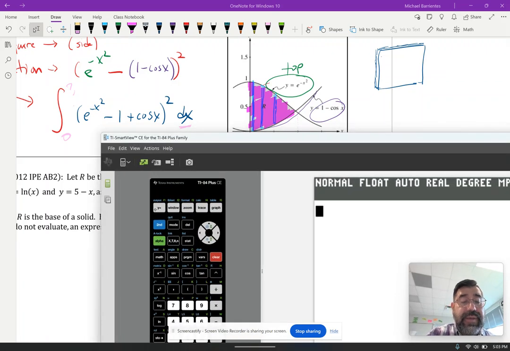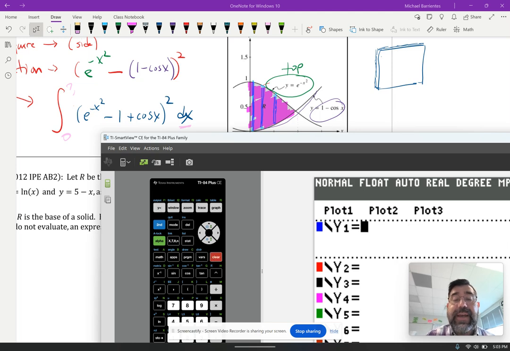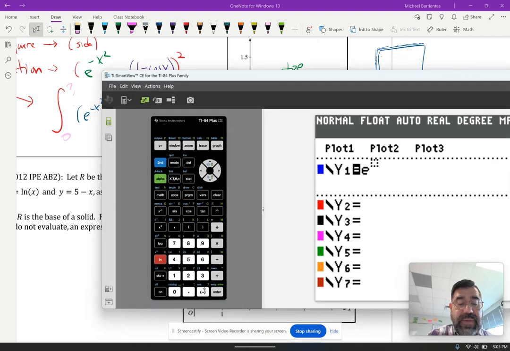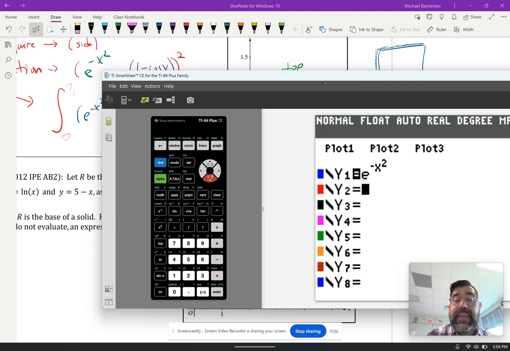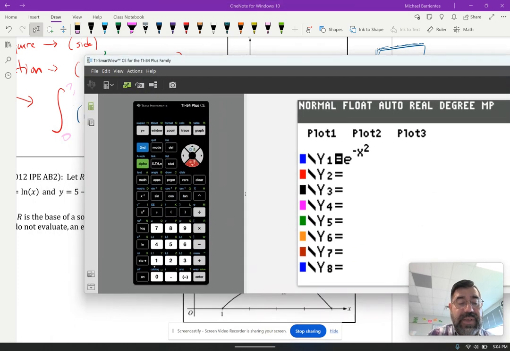And so I go to my calculator, and let's see if we can get that going here. Okay, so I'm going to go to y equals. Let's get rid of that, and let's type in what we want. So we want e to the negative x squared. And then the other one is 1 minus cosine x.